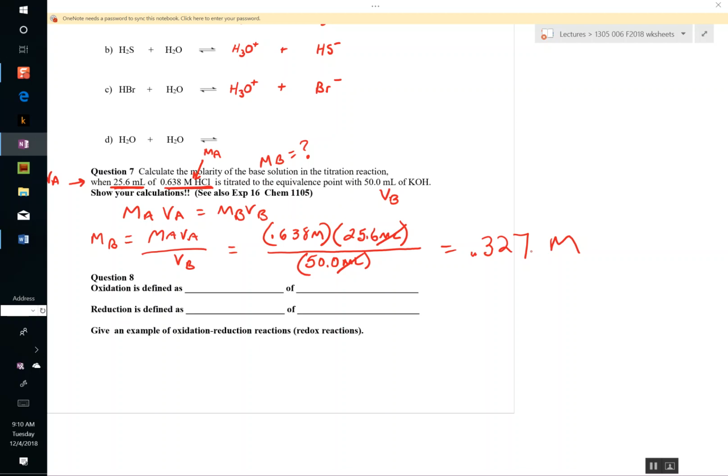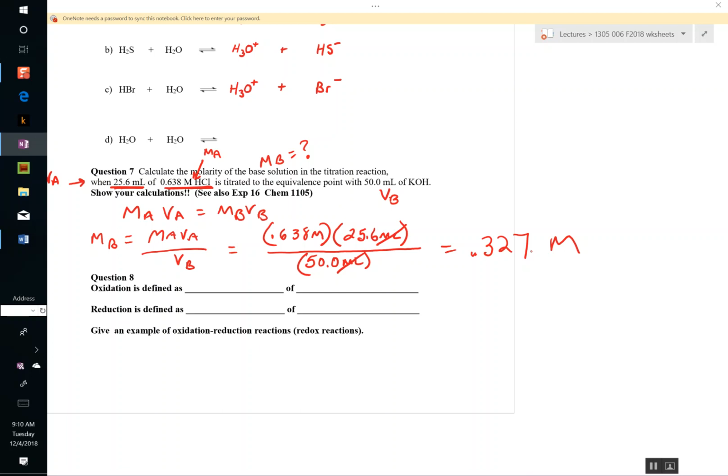So that's how you do a titration problem. Read the problem carefully, word problems, figure out. Now you can see if you put 50 in the numerator and you put the 25.6 in the denominator, there's no way you're going to get that answer. Right? All right, so you got to know what the volume is associated with in these equations. Not a trivial matter.